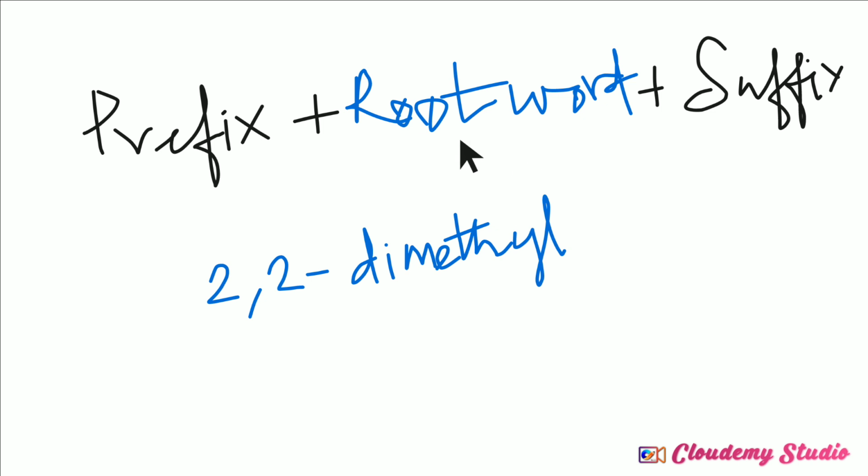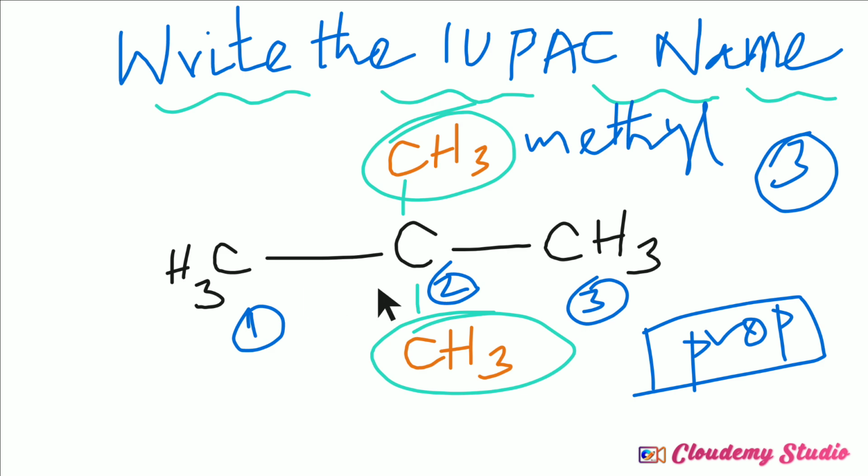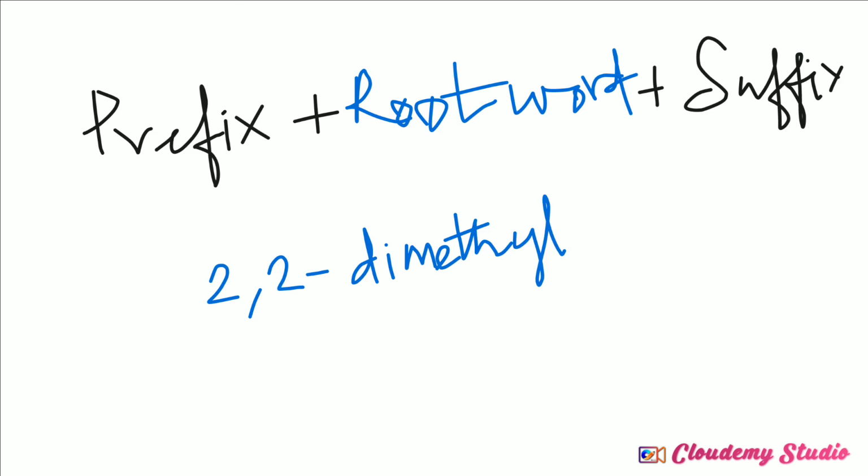Now we need to come to the root word. What is the root word? There are 3 carbon atoms in the main chain, so the root word is prop. So we write prop as the root word. After writing the root word, what has to be written next? The suffix. What is the suffix? The suffix is the end term.